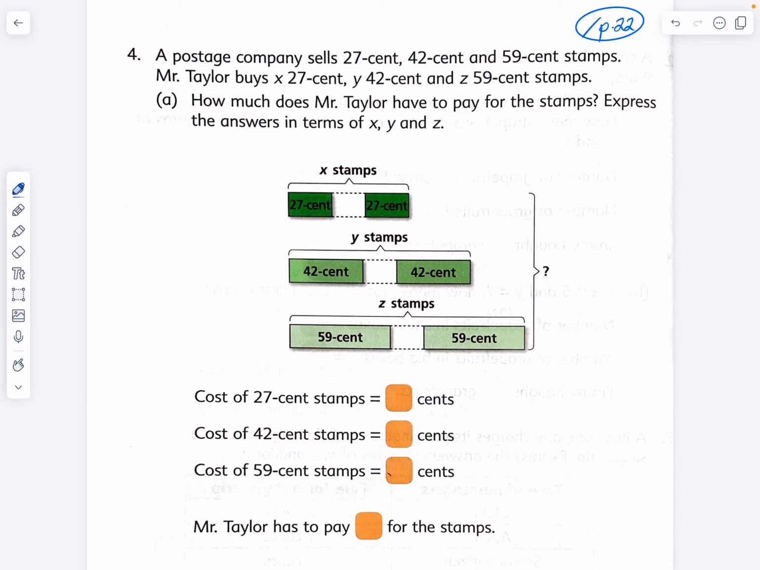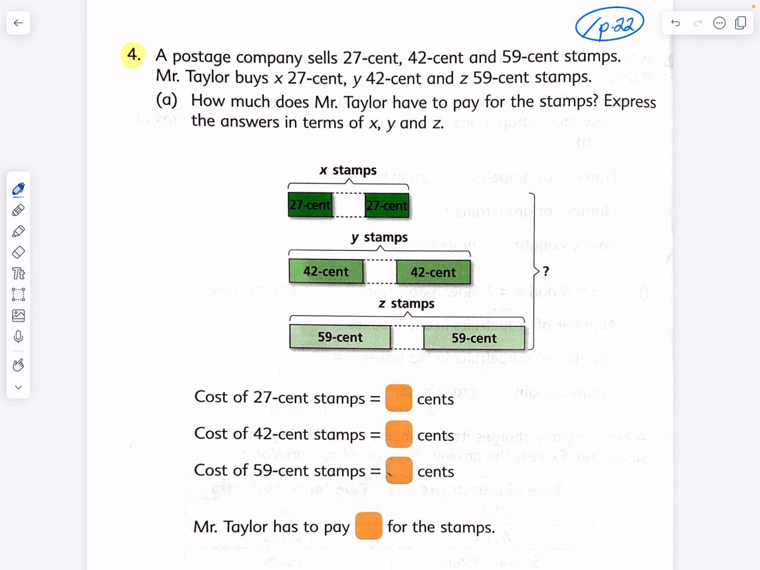Hello, we continue to practice solving problems with algebra. How do we do it? We translate English. The word problems are in English and we translate them to algebraic expressions, algebraic phrases. So let's read the first question, number 4.